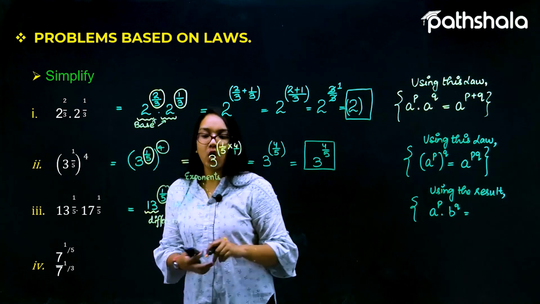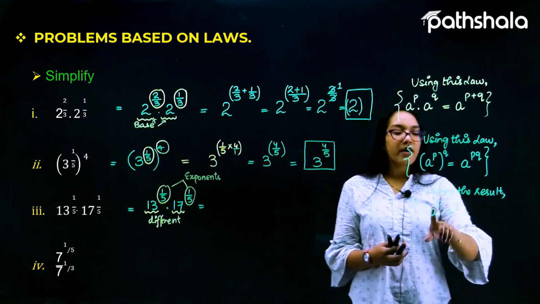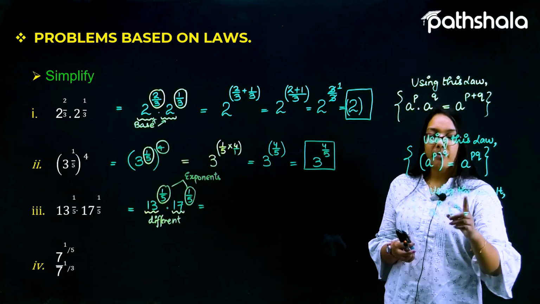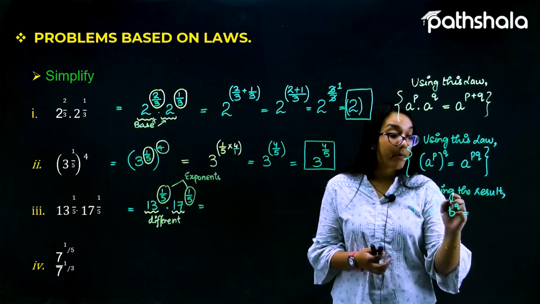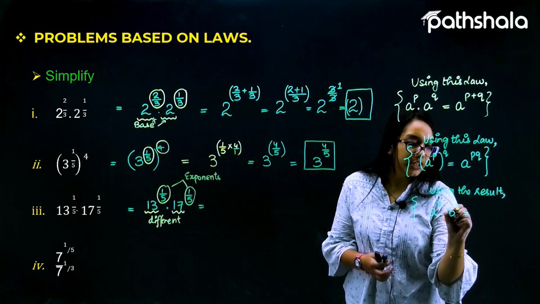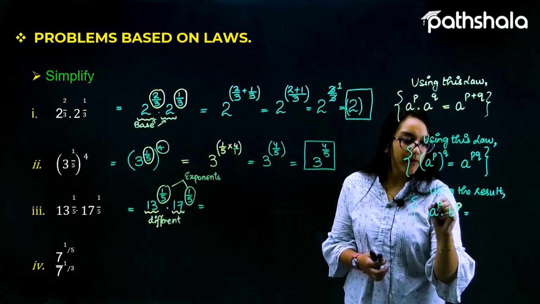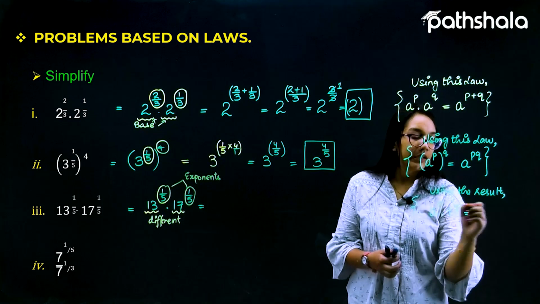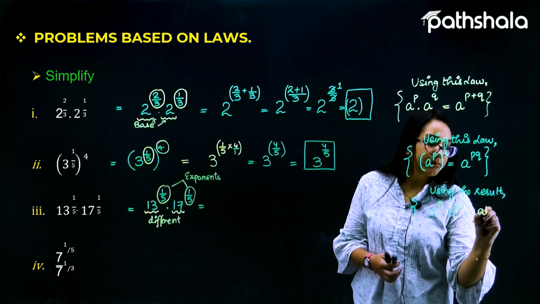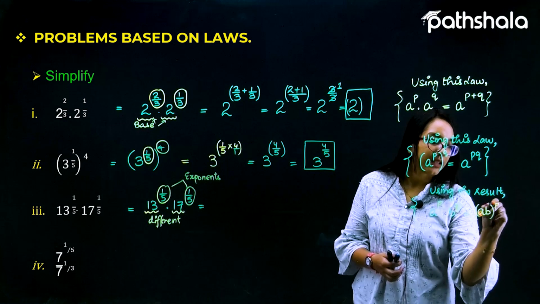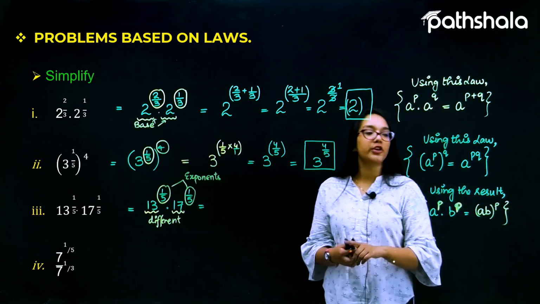So we can use the law: whenever a raised to the power p gets multiplied with b raised to the power p, because both the powers are the same, it is nothing but ab whole raised to the power p.